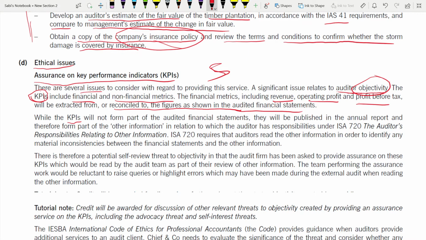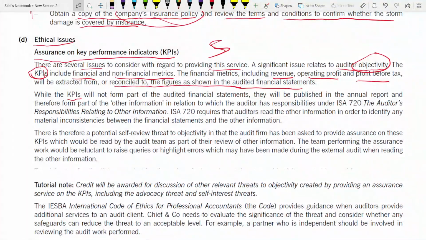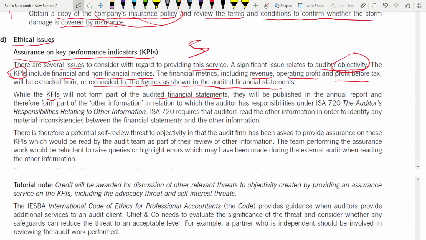But before that, you started with issues to provide this kind of service, because remember, auditors are bound. They cannot provide every kind of service. Some services they cannot provide. That's why there are issues. Okay. While the KPIs will not form part of the audited financial statements, do they form part? No, they do not form part of audited financial statements. So therefore, they will be published in the annual report and therefore form part of other information in relation to which the auditor has responsibilities under ISA 720.